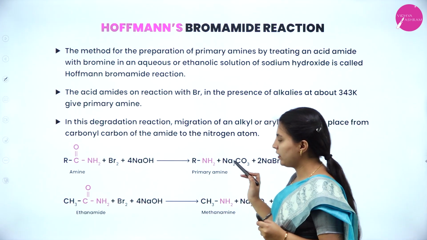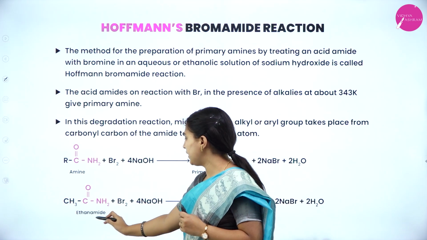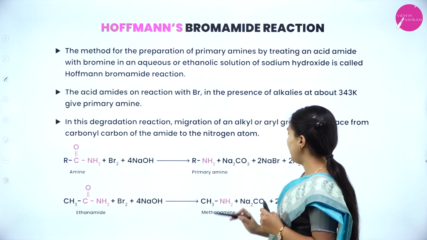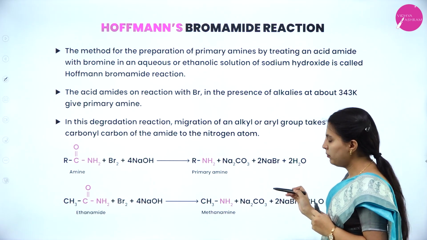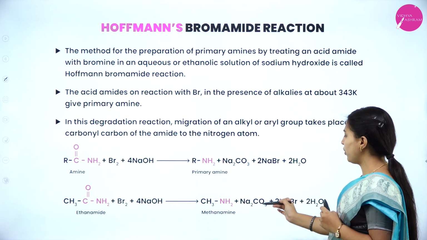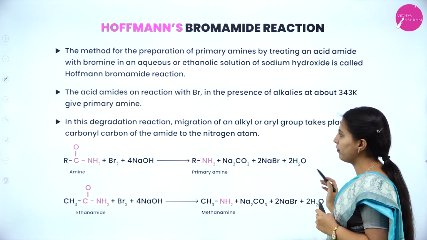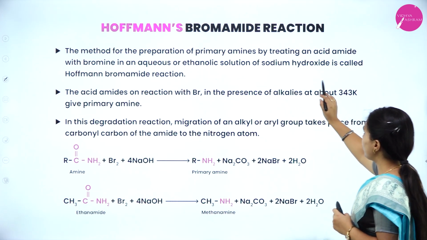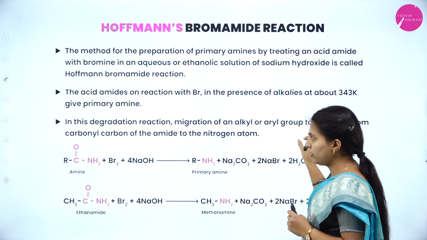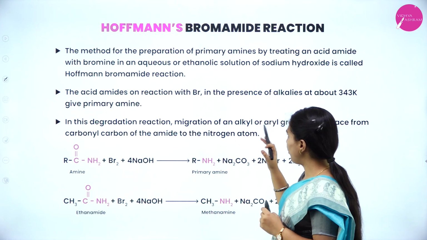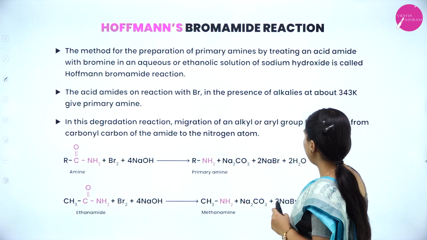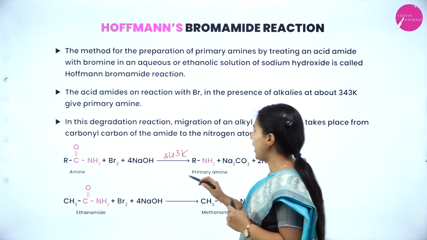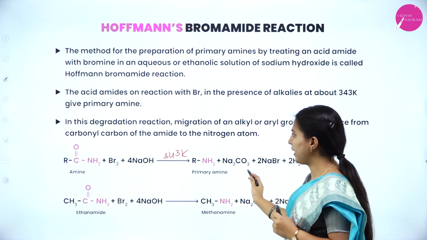We can take one example, ethanamide reacted with bromine and sodium hydroxide. Methanamine will form. Also byproducts of sodium carbonate, sodium bromide and water will be liberated. Here the aqueous or ethanolic solution of sodium hydroxide will be used and acid amides reacted with bromine in the presence of alkalis at 343 Kelvin. This is at 343 Kelvin. This reaction will take place and it will form primary amine.